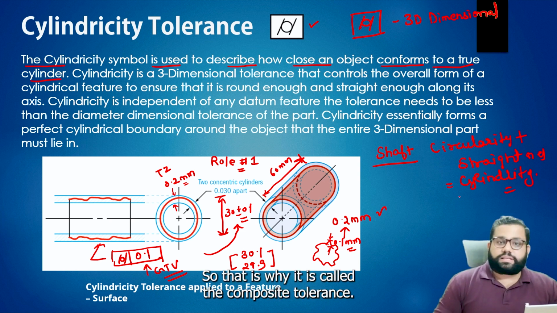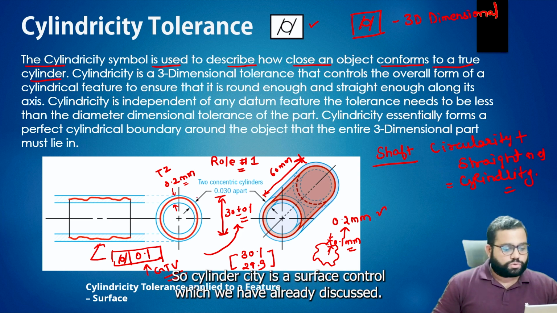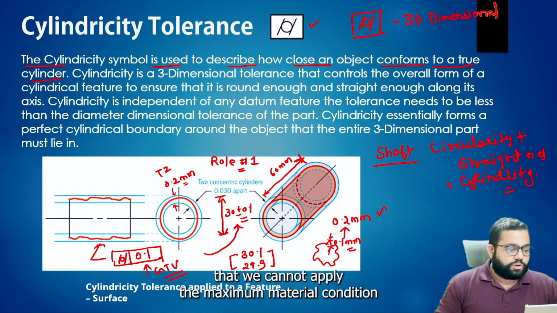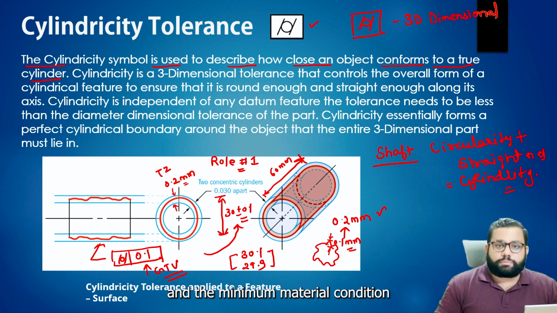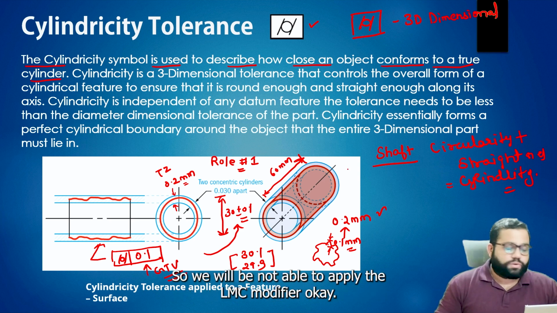Okay, so that's why it is called the composite tolerance. Cylindricity is a surface control, which we have already discussed. So that's why we cannot apply the maximum material condition and the minimum material condition, because the material condition modifier can only be applied to a feature of size. In this condition, cylindricity can only be applied to a feature. So we will not be able to apply the MMC and the LMC modifier.